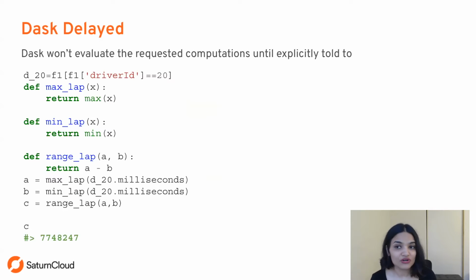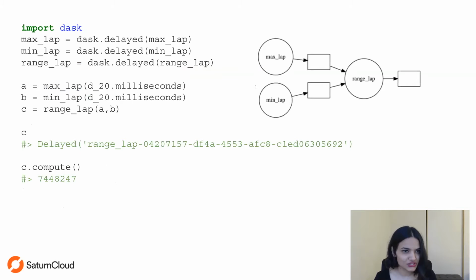Here, I have a code which is written in single node. So here it is using pandas. I'm trying to find the maximum lap time. I'm trying to find the minimum lap time, and then I'm finding the range. And the result that you see is in C, which I'm printing here. Now, let's add some scalability to it. So we would be introducing Dask delayed. The one way to do that is using Dask.delayed for each of the functions. Or alternatively, you can also use a delayed decorator on the functions.